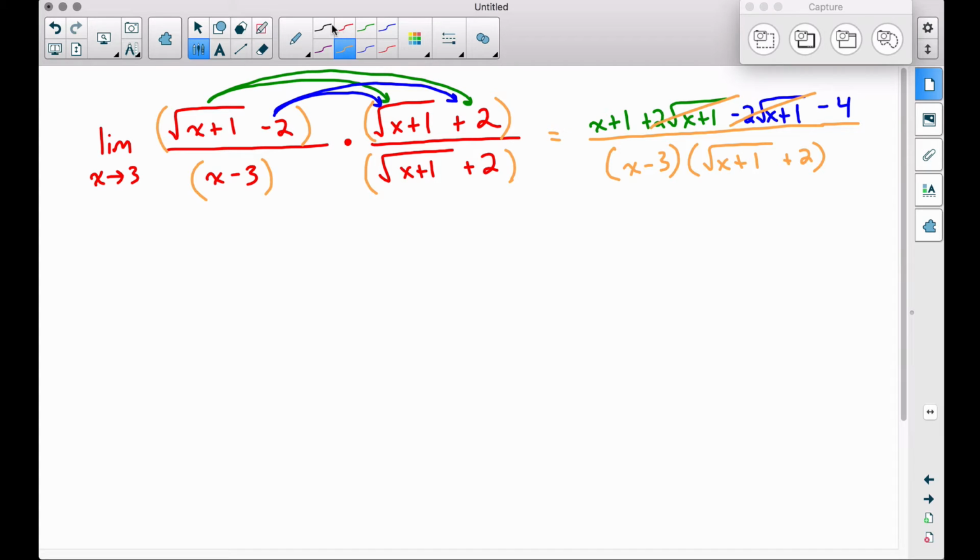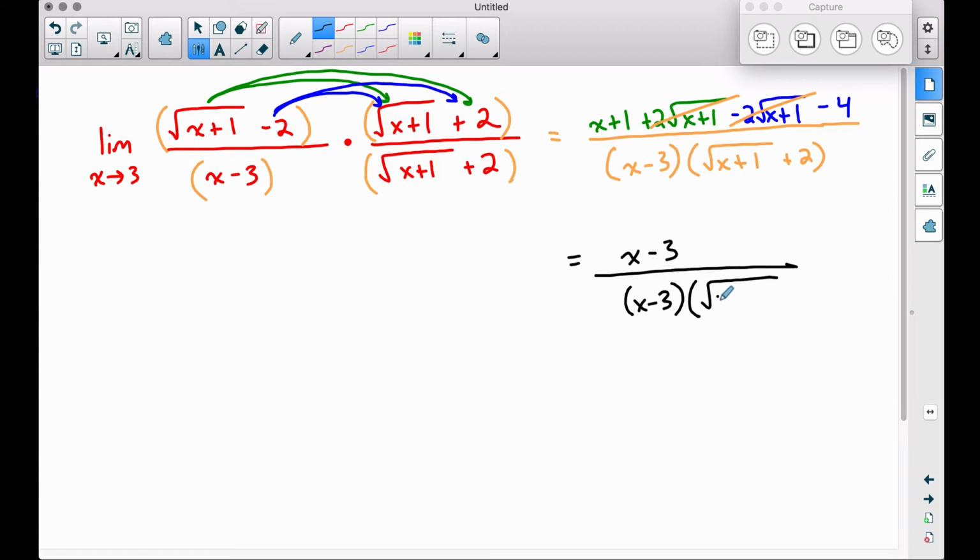Well, now when we combine like terms up top, notice what we get. x plus 1 minus 4, well, positive 1 minus 4, that's going to be a negative 3. Notice that factor pops up at the top and the one we have at the bottom. We're going to be able to cancel those out here.